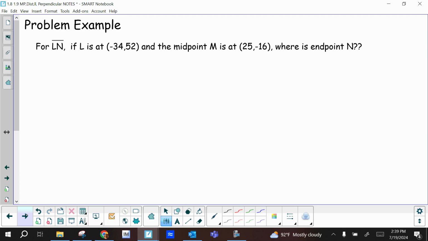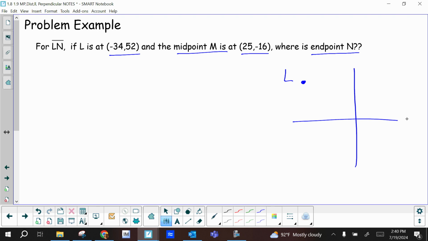So the problem says: for segment LN, if L is located at (-34, 52) and the midpoint M is at (25, -16), where is the endpoint N? So let's draw a visual of this. L is here, I'm just estimating. It's up here in the number 2 quadrant, because it's negative 34, positive 52.